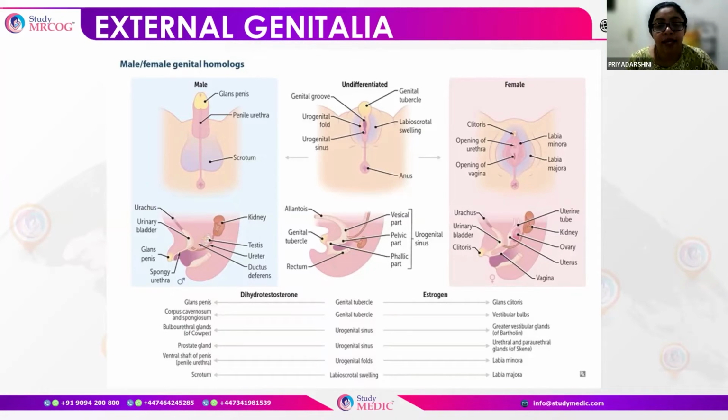The prostate again arises from the urogenital sinus in males. The counterpart is the Skene's gland, or the urethral and paraurethral glands of Skene. Again, we have other structures that are important to remember. They are from the urogenital fold. The fold gives rise to the ventral shaft of the penis or the penile urethra. The counterpart is the labia minora. Coming to the labioscrotal swelling, it differentiates into the scrotum in males and the labia majora in females.